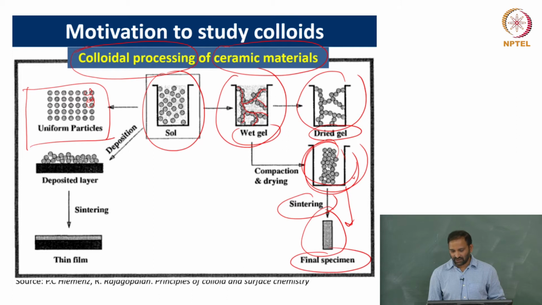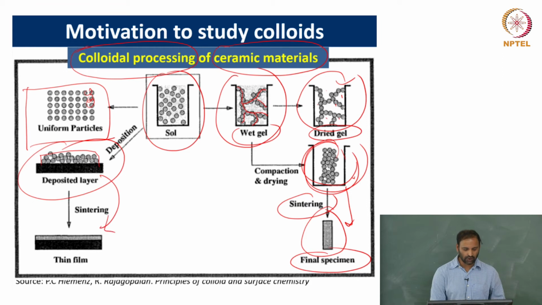Either I can get a final hard specimen like this, or I can also get a porous material like this, which will essentially have all the voids that you had in the sample. I can do that just by sintering process. Or the other way of doing this would be I take the sol and deposit a small layer of fluid on a substrate, and I let the particles deposit on the substrate, and I can still sinter it, and I can also get a thin film.